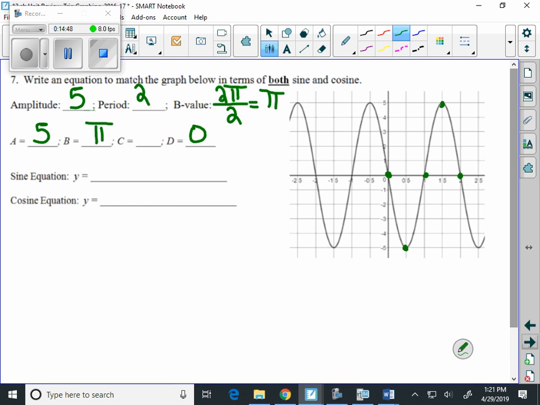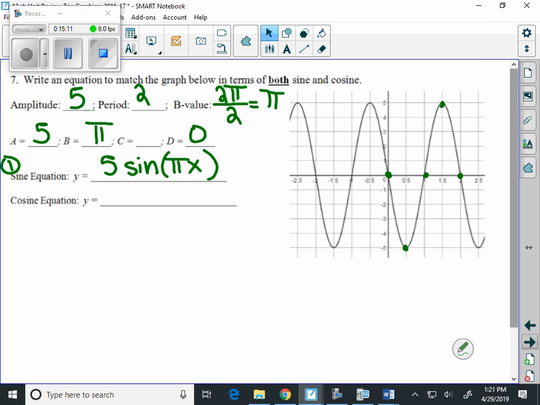But as I look at that picture where I have those green points, what that looks like to me is a sine function. So I'm going to start by graphing the sine function, and we have everything that we need. It's going to be 5 sine of pi x.